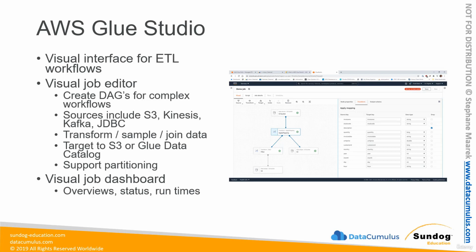So it offers this visual job editor that I'll show you in a moment that allows you to create directed acyclic graphs for complex workflows like this. And the sources can currently include S3 or Kinesis or Kafka or any JDBC source as well. You can then graphically set up transforms of that data in the Glue Studio UI. So you can do transformations, you can sample the data, you can join tables together, and a few other things as well. And then you can take the output of that transform and send it to S3 or the Glue Data Catalog. It also supports partitioning out of the box. So if you do have partitioned data, it will automatically take advantage of that and accelerate itself accordingly.